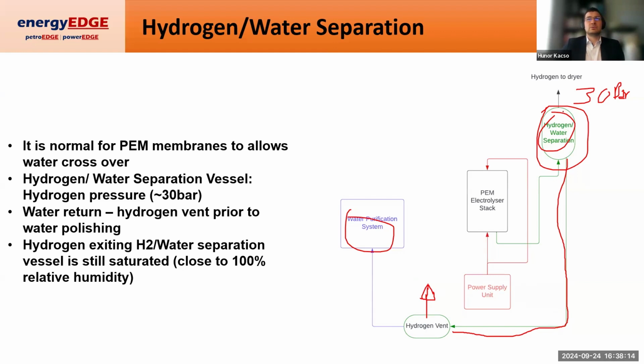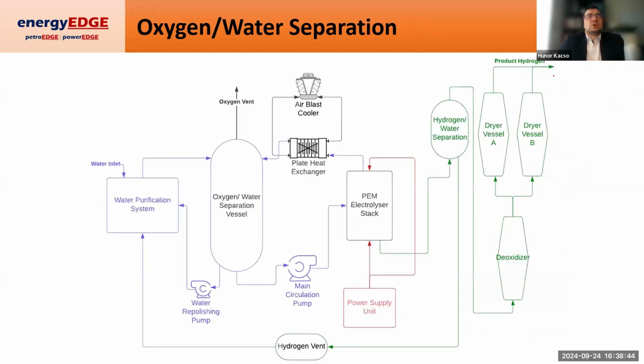And then, of course, the hydrogen that is going to the dryer is going to be very close to 100% relative humidity. So there'll still be quite a lot of water. Sorry, not liquid water, water vapor in this flow of hydrogen, and therefore this flow of hydrogen will go to the dryer. We can see this on the larger scale. So we've got the dryers downstream, the oxidizers, etc.